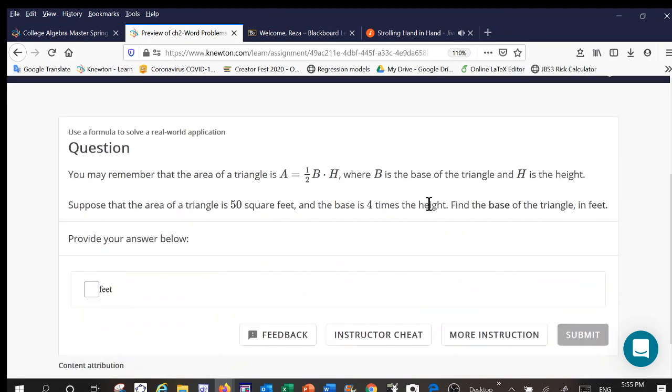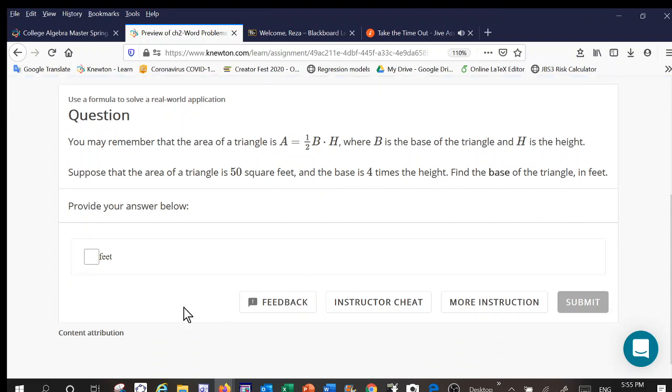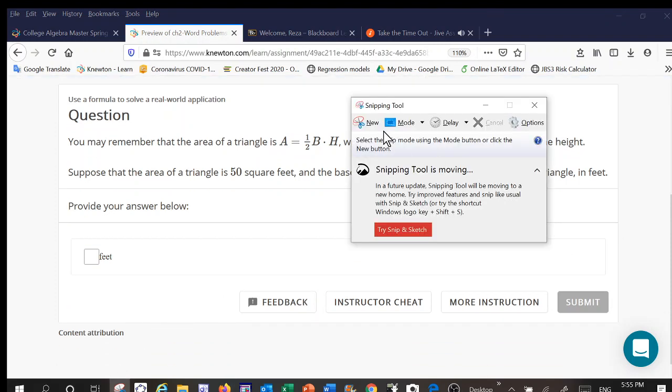You may remember that the area of a triangle is 1/2 base times height, where B is the base and H is the height. Suppose the area of a triangle is 50 square feet, and the base is 4 times the height. Find the base of the triangle in feet. Okay?